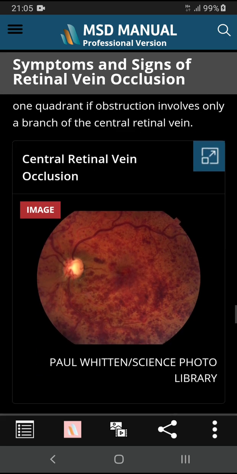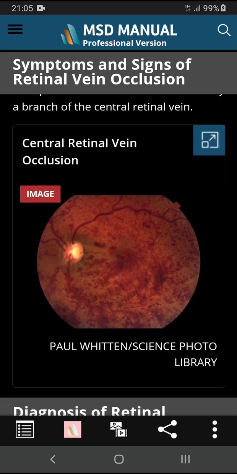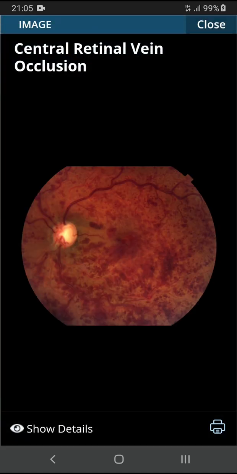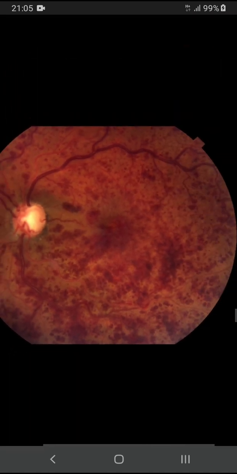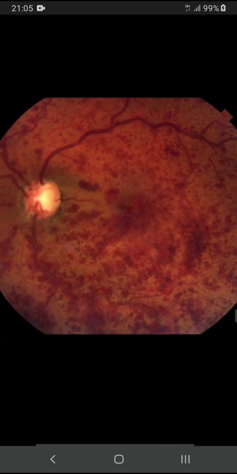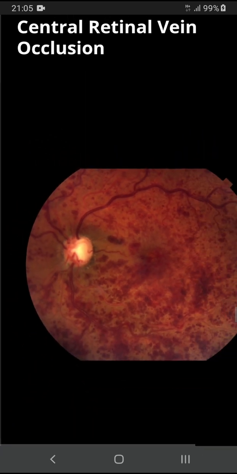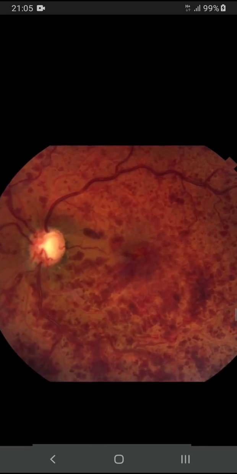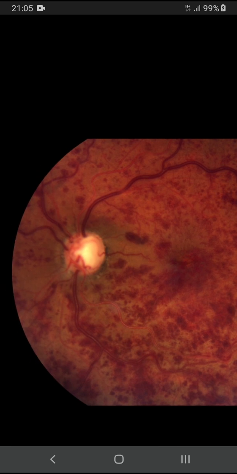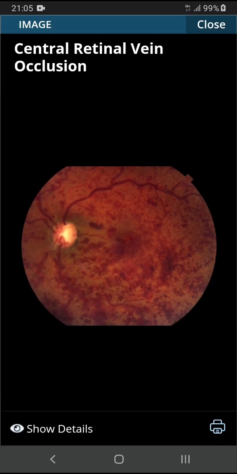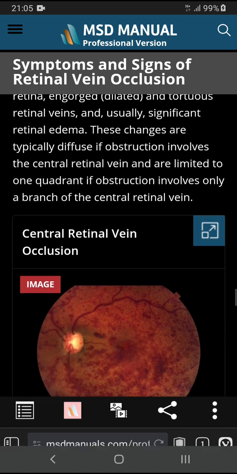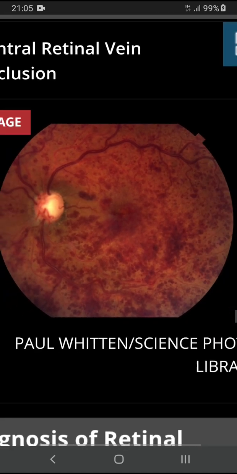What we can see using fundoscopy is many hemorrhages in the retina, as you can see here, from the vein which was occluded. Sometimes you can see the veins which are engorged and tortuous. These are the things we can see, and sometimes we can also see just focal hemorrhages.